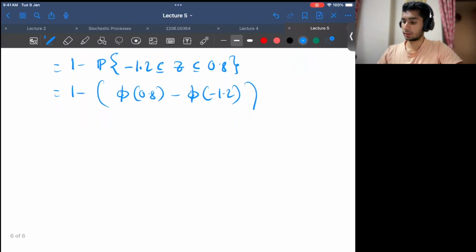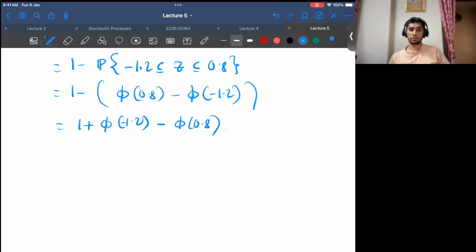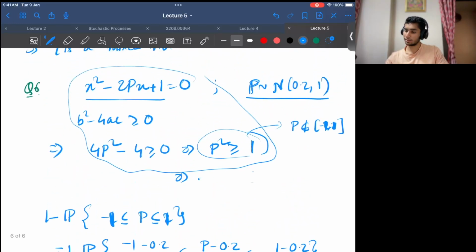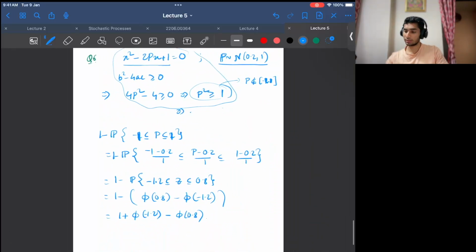Right? So now you can just use your chart and calculate this. This is 1 plus phi of minus 1.2 minus phi of 0.8. You can just calculate this thing. Is it clear? I think I did one calculation mistake there, but apart from that, is that clear?